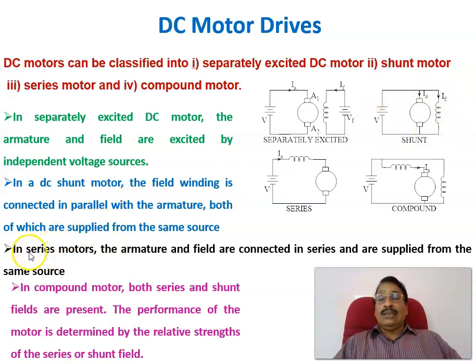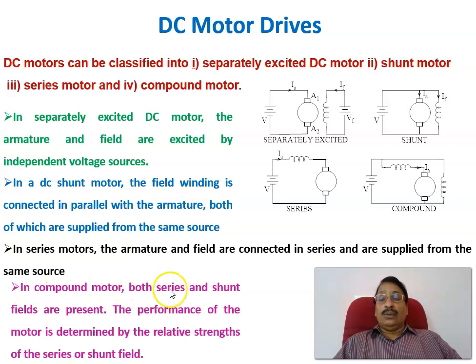And the third one is the series motor. In series motor, the armature and the fields are connected in series and they are supplied from the same source. Therefore, in series motor, both armature and the field, they are connected in series and they are supplied from the same source. And the fourth one is called compound motor.